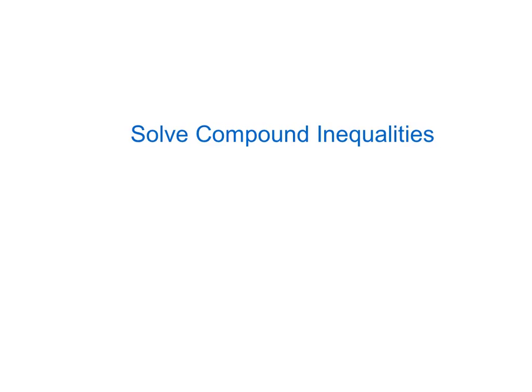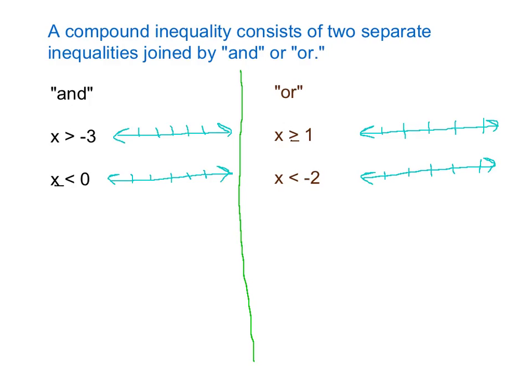Alright, here is the section that deals with compound inequalities, which is when you take more than one inequality and put it together with another. So a compound inequality consists of two separate inequalities that are joined by and or or. On the left side here I've got an example where they're joined by and, and on the right side I've got an example where they're joined by or.